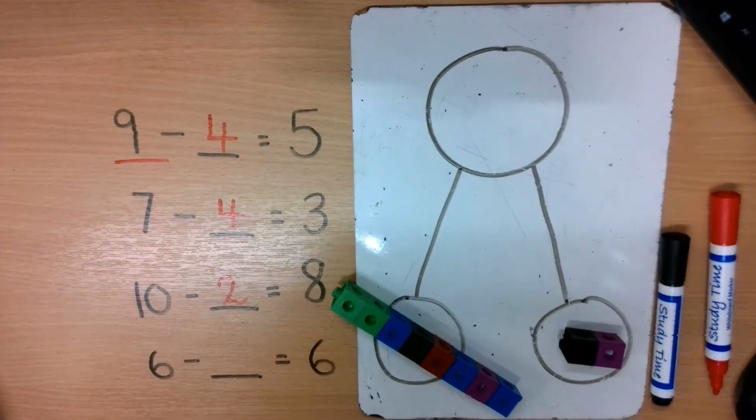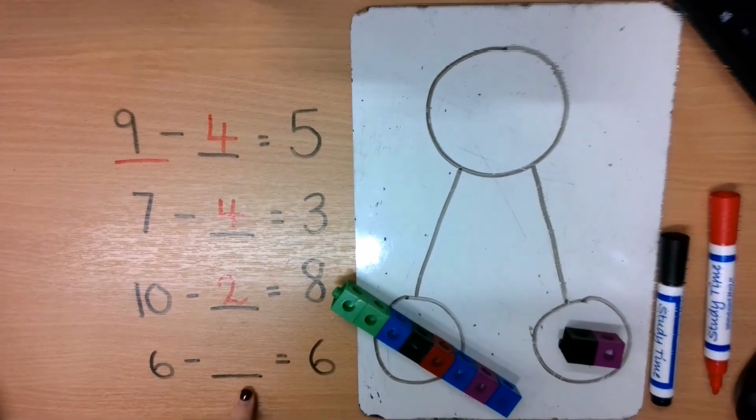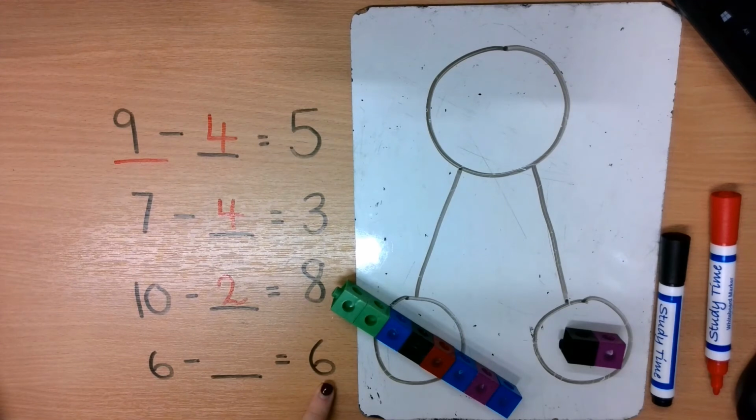Well done. I'm going to read you the last one. Have a go on your own, and then we'll go through it. The last calculation is 6 subtract something equals 6. Pause the video, have a go, and then we'll go through it.